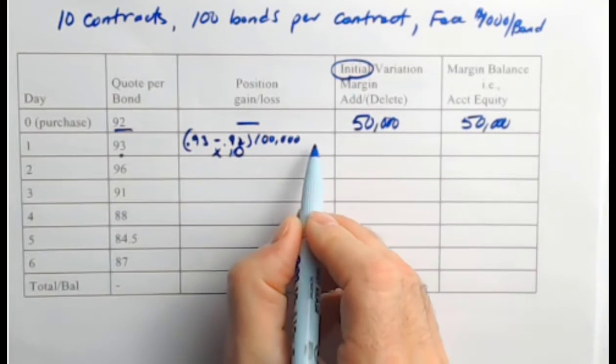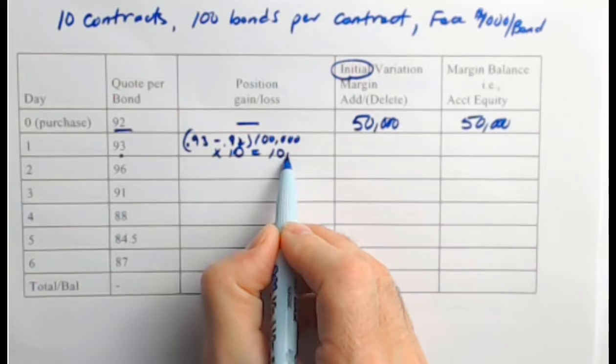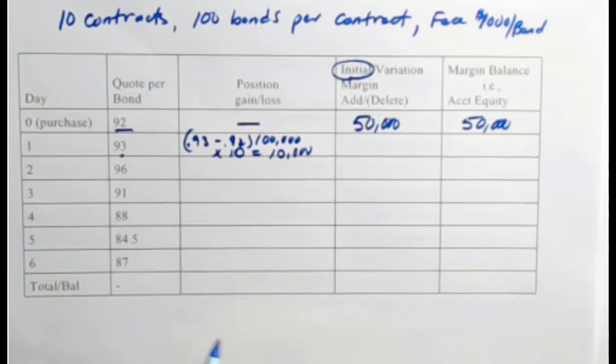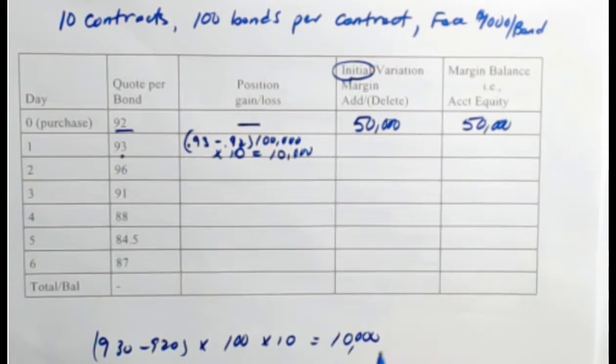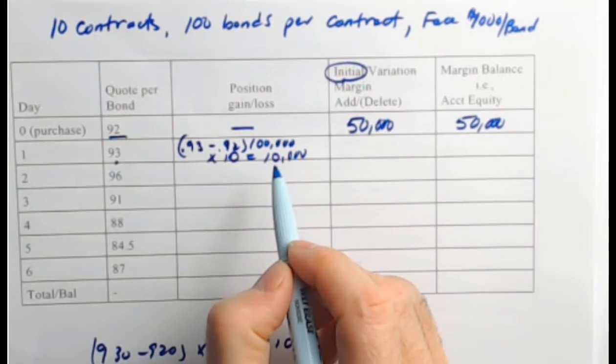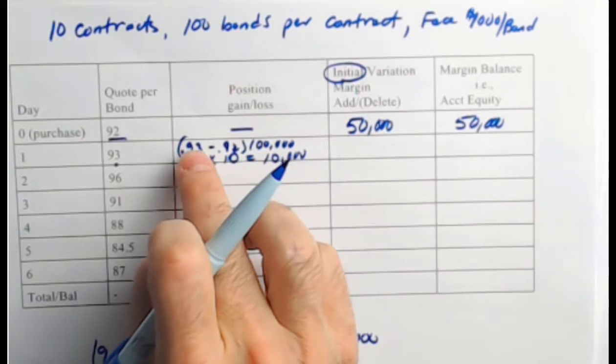times 10 equals a gain of $10,000. Now you could have taken 930 minus 920 and multiplied it by 100 bonds per contract times 10, and you will come up with $10,000. That's just another way of writing it out. But here I got it out, same thing. Just a different way of presenting it.